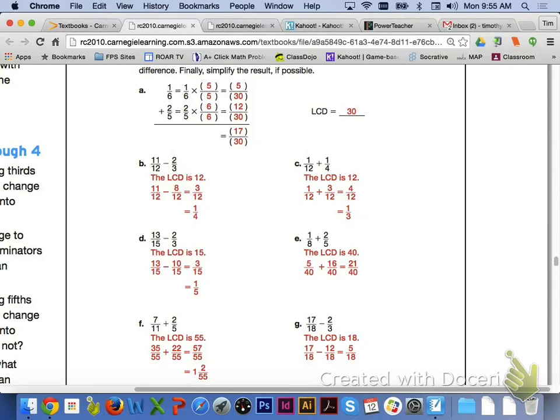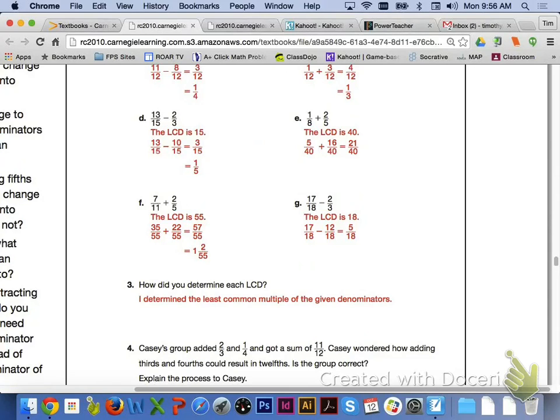Letter F, the LCD is 55. My fraction in simplest form is 1 2/55. And for letter G, the LCD is 18. My fraction in simplest form is 5/18. Remember that in order to determine each LCD, we are going to be finding out what the least common multiple is of the given denominators. So really the least common denominator is the least common multiple of the two denominators.